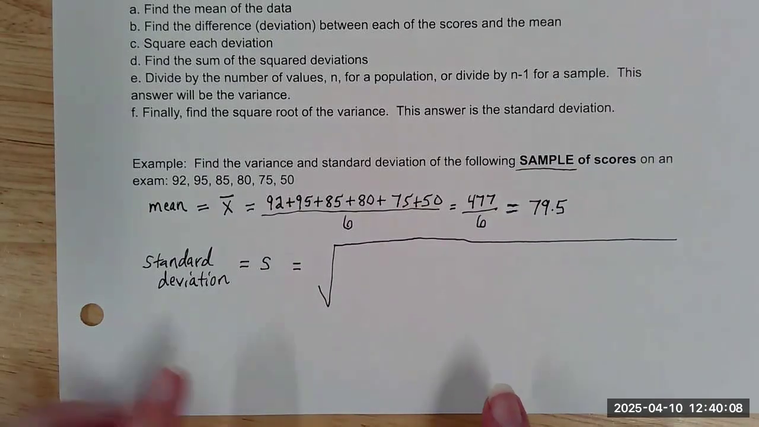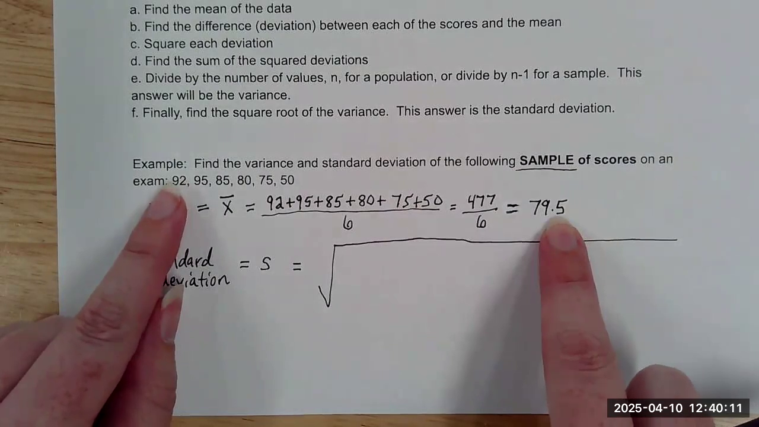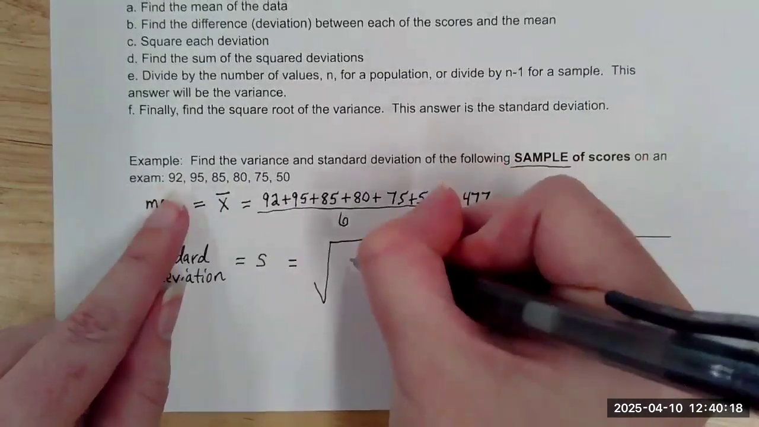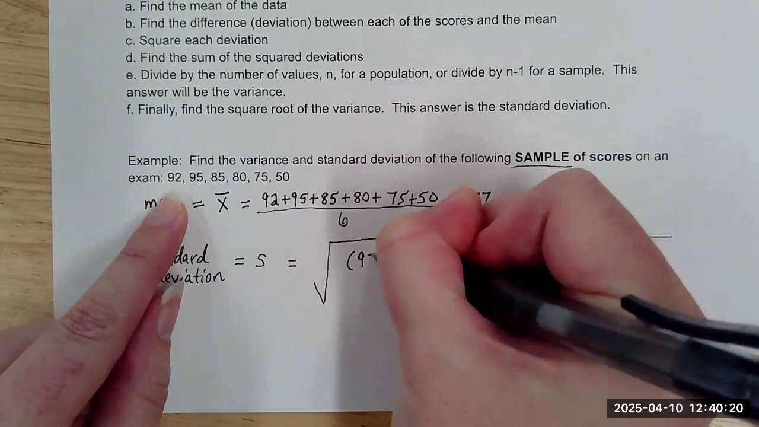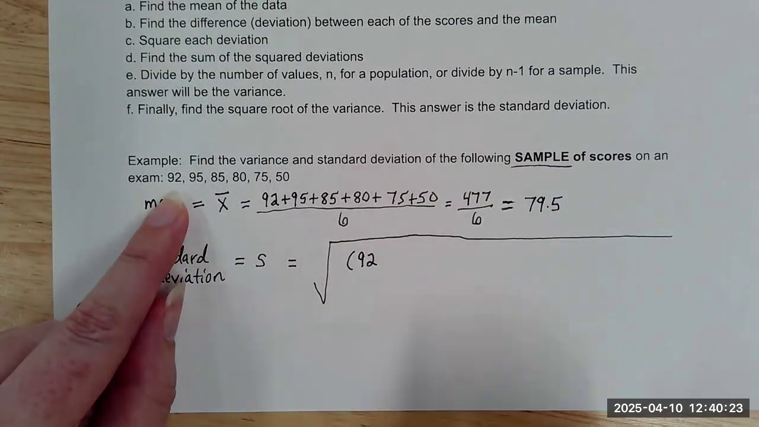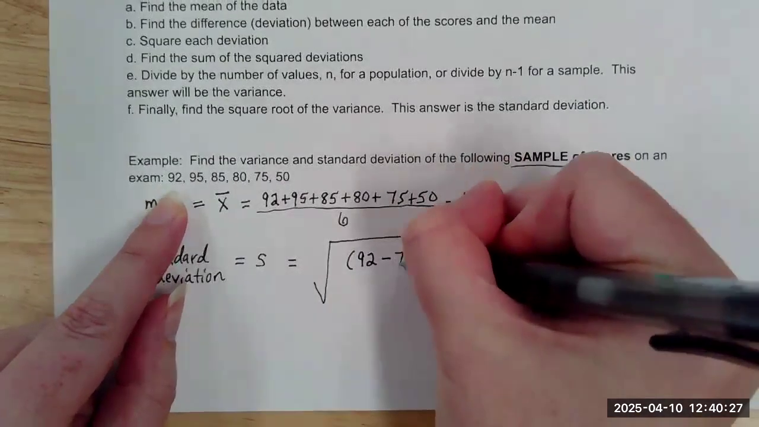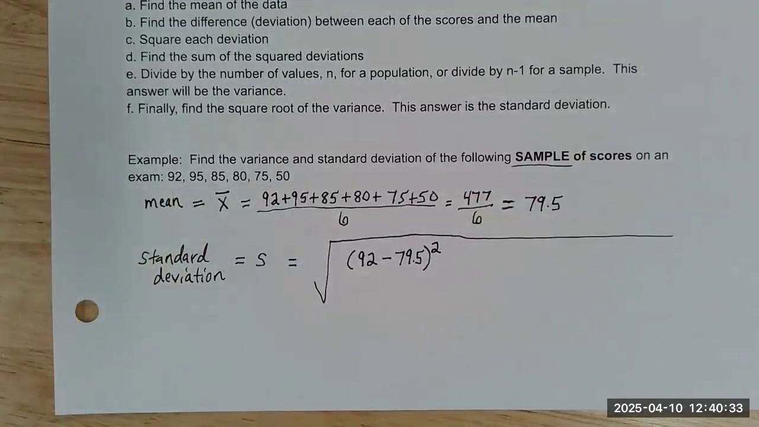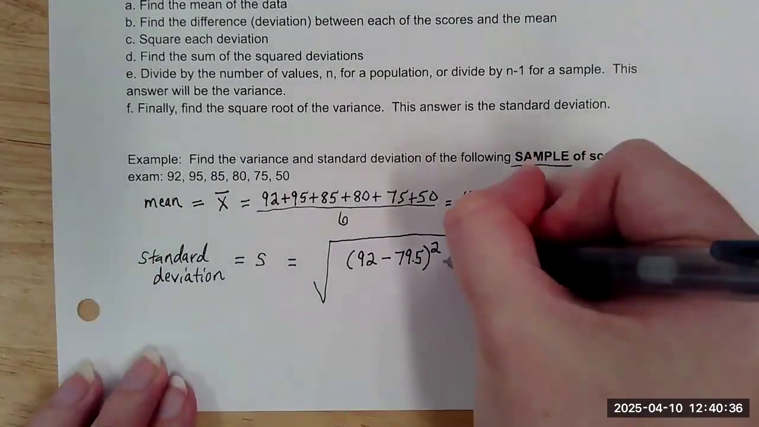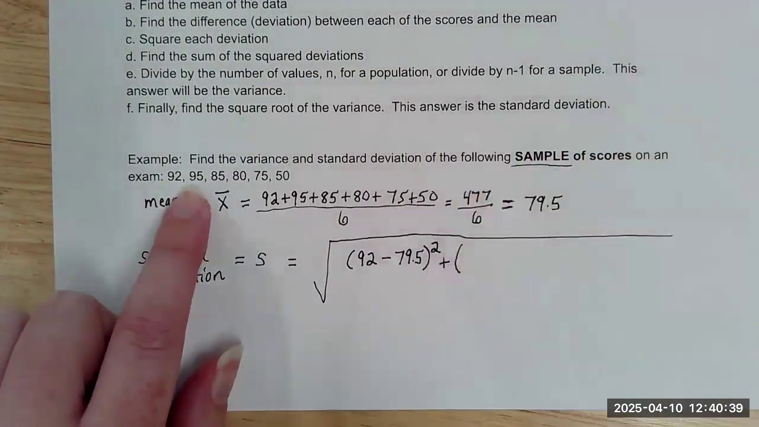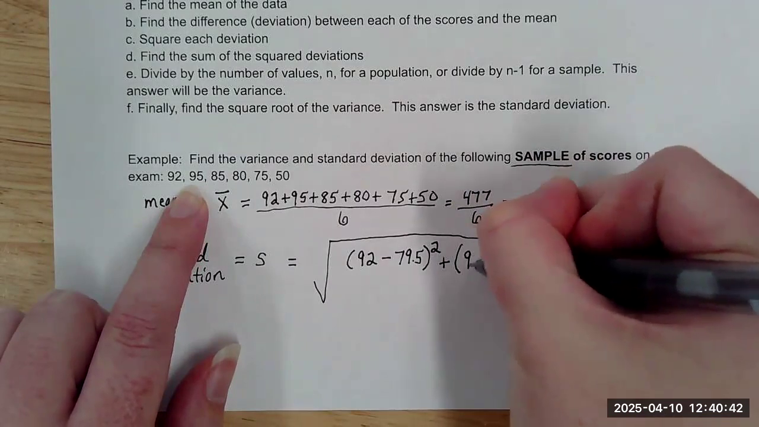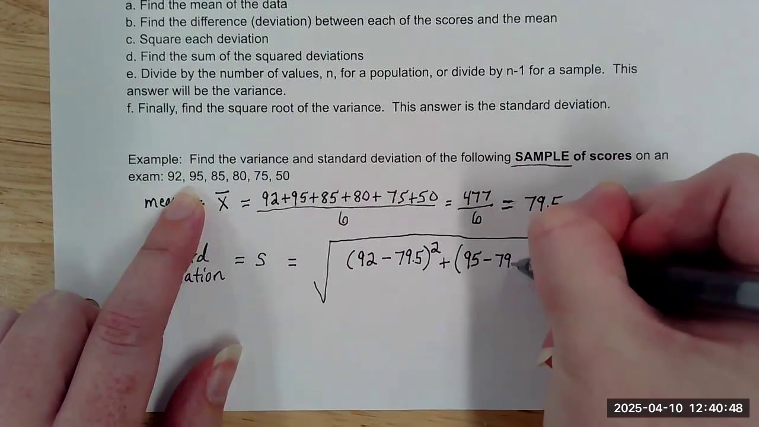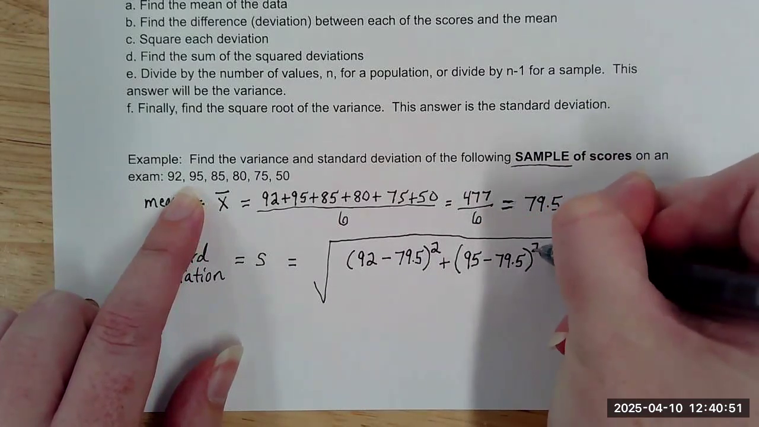And I'm going to take the difference between each of the data points and the mean. And then I'm going to square them. And then I'm going to add them up. So don't be scared by what I'm doing. I'm going to take the first data point, which is 92. I'm putting it inside parentheses. I'm going to subtract the 79.5. I'm going to end the parentheses and I'm going to square it. Okay. And then I'm going to put a plus sign. And now I'm going to take the second data value, which is 95, and subtract the mean again, which is the 79.5. And I'm going to end the parentheses and square it.